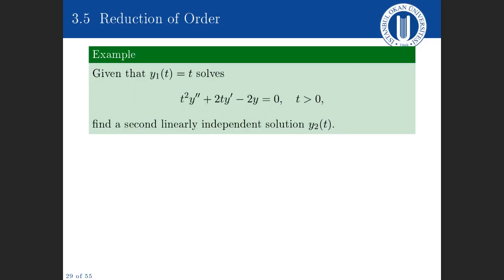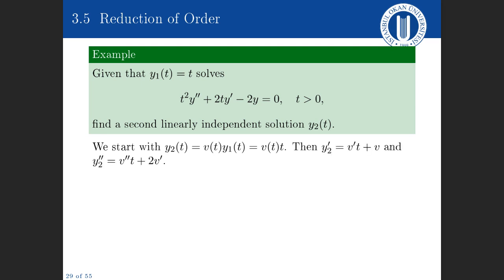Let's do another one. Given that y1 equal to t solves this differential equation, find a second linearly independent solution y2. Another reduction of order question. So we do what we did before. We're going to take y1 and we're going to multiply it by some unknown function v. We'll differentiate this 2 times, and then we're going to substitute it into the differential equation.